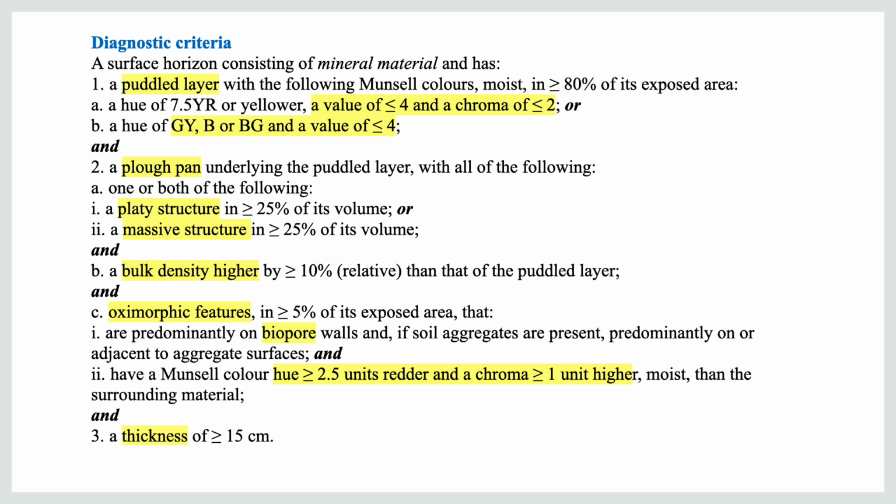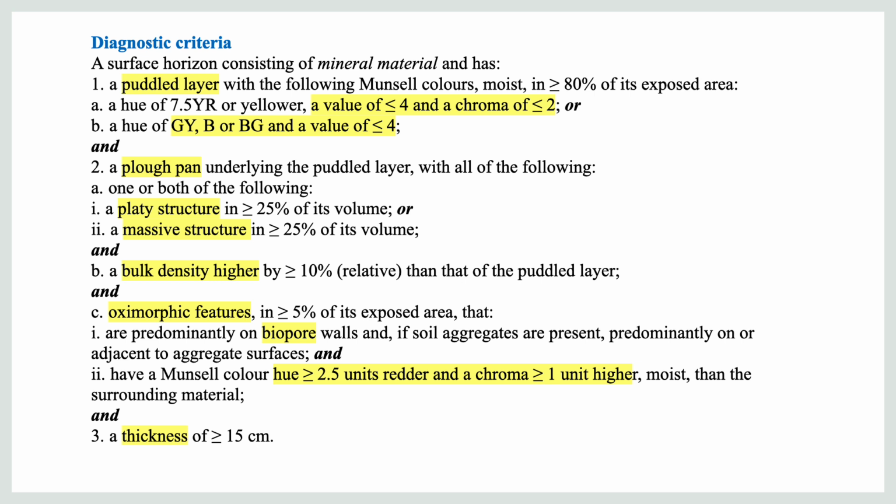And what is this puddled layer? It's a layer without structure, where the structure was destroyed by human and/or animal action. Okay, so a surface section with absence of structure or with weak development of peds, which should be present in 80% or more of the exposed area.